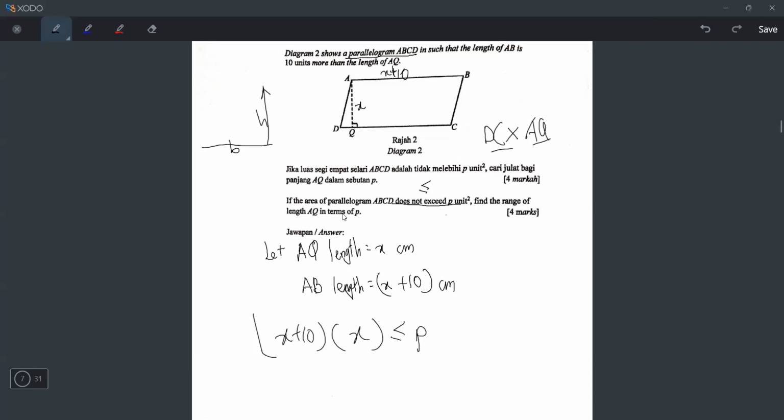Find the range of length of AQ in terms of P. Actually, what they want is the range of x. Agree? Because AQ is x, because just now you let the AQ length become x already. Means you are finding the range of x. So your answer should look somewhat like this: x smaller than something, or x bigger than something, we never know. Because when they say the word range, your answer will have either one of these symbols.